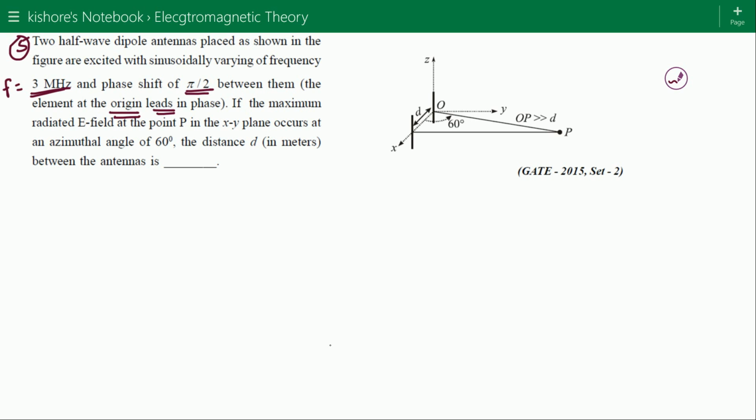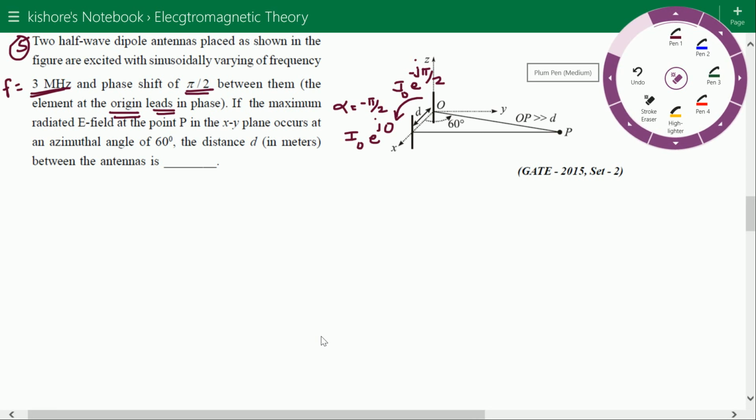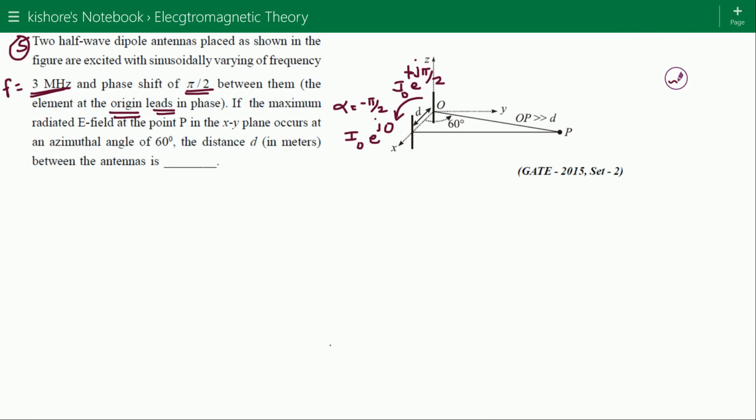Okay, so suppose current is I naught e to the power minus j pi by 2. So for the second antenna, current will be I naught e to the power j 0. It means if I move from antenna at the origin to next antenna, the progressive phase difference will be minus 90 degree. Since the element at the origin leads in phase, sorry, this should be plus, or better to write plus pi by 2. So if I move from antenna at the origin to the next antenna, the progressive phase difference will be minus pi by 2. Alpha is minus pi by 2.